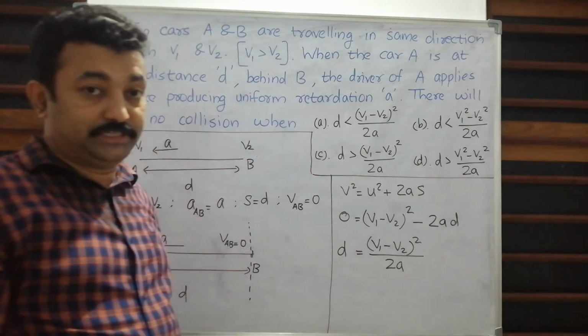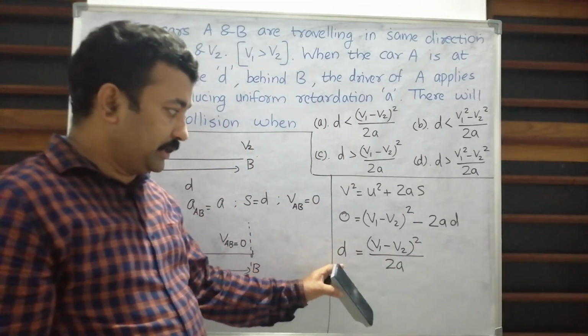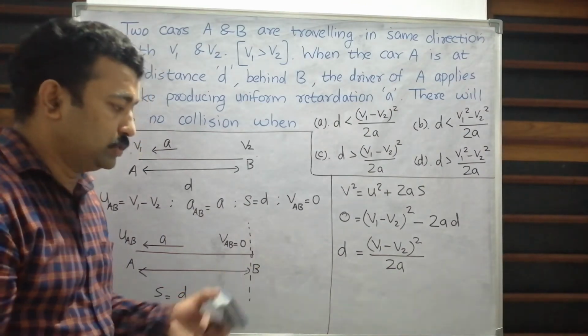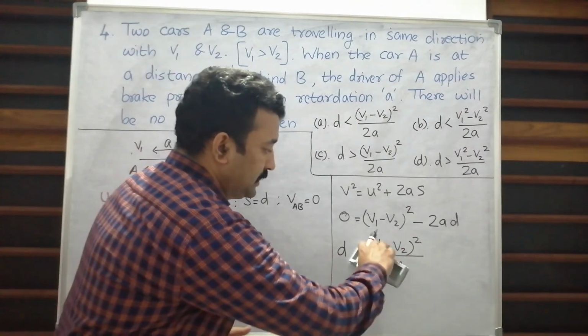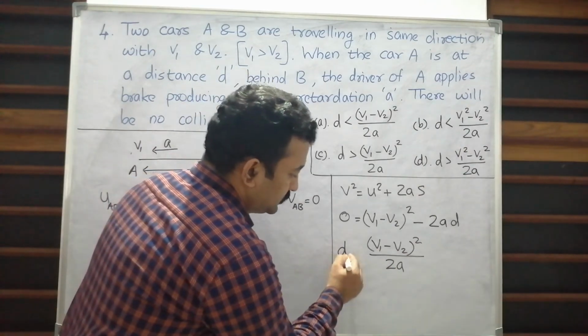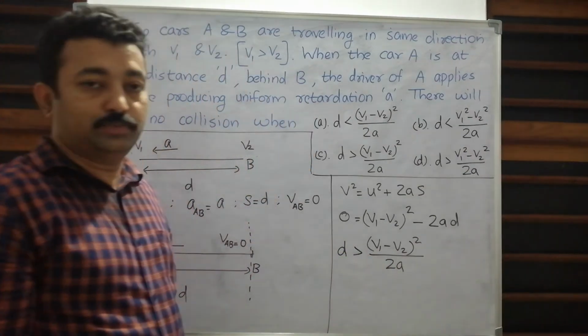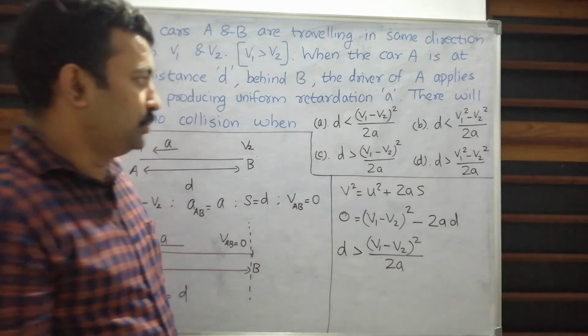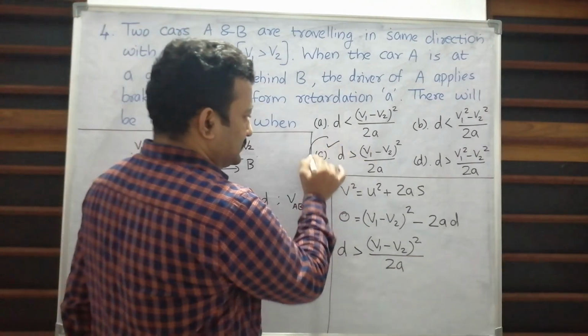This is the condition for collision, because if D is covered it will hit B. So what should be the minimum criteria for no collision? D should be greater than V1 minus V2 the whole square divided by 2A. So which is the option? We have option C as the right one.